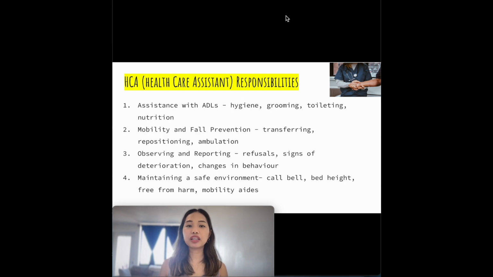Lastly, this is something that healthcare assistants will be tested on is patient safety. So ensuring a safe environment for the patient. So the call bell, the bed is at the lowest height, there's free of any clutter or any harm, not just for the patient, but for you as well, and also proper usage of mobility aids. So fall prevention in this scenario is very important, and that would be a key responsibility as well, not just for the nurses, but for the healthcare assistants.